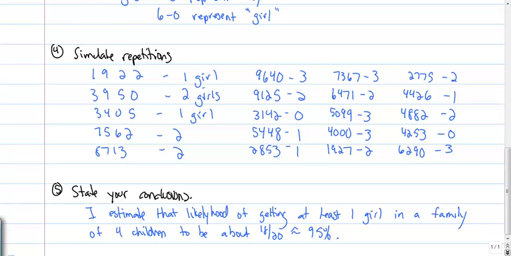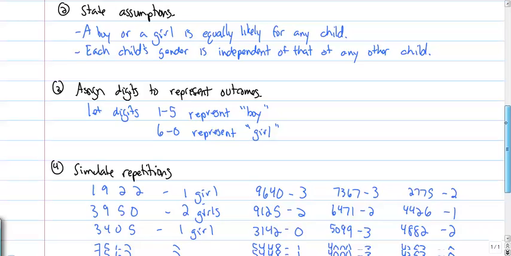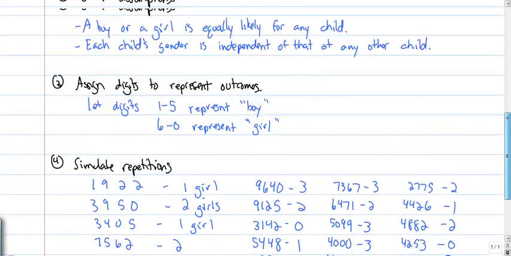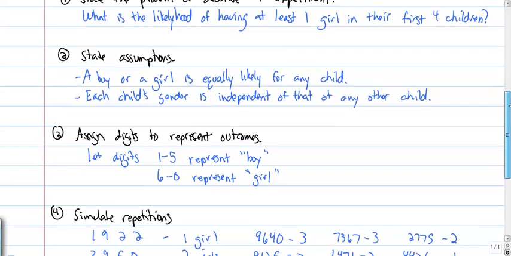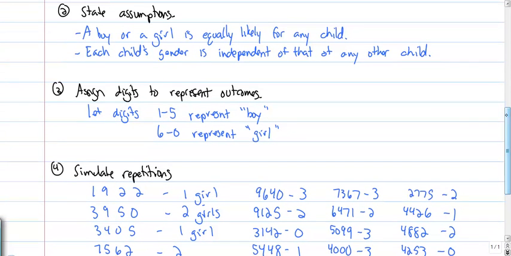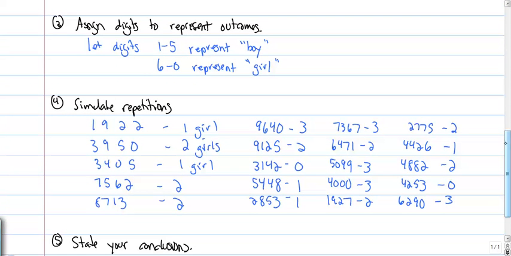And that's it. That's what I want to see for the steps. Please make sure everything that I wrote in blue here, that's what I'm looking for in your work. I want you to state the problem or describe your experiment, state the assumptions, and usually our assumptions are equally likely outcomes and outcomes that are independent of each other. Just describe it in the context of the problem. Make sure you state your assignment of your digits.